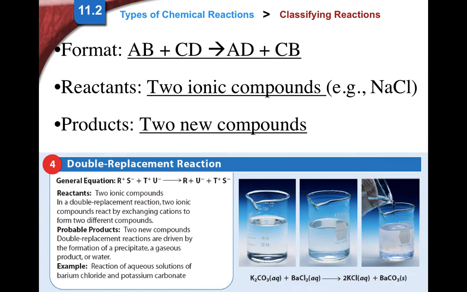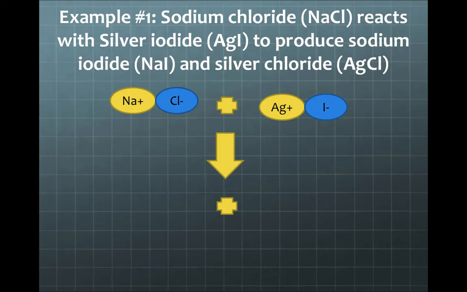Sometimes they're ionic, sometimes you could have water or covalent compounds like that. Okay, so let's look at an example. Sodium chloride reacts with silver iodide to produce sodium iodide and silver chloride. So let's look at it visually.